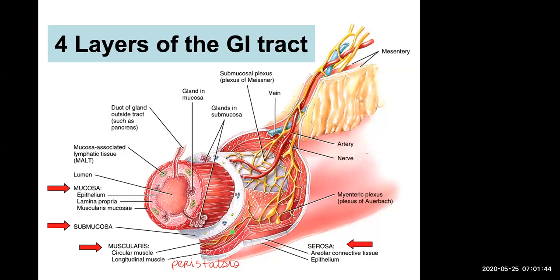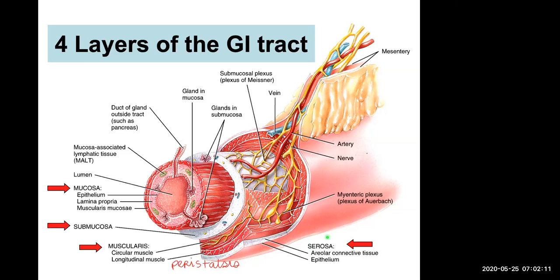And so throughout our GI tract, we have these 2 layers. There is one exception, and that is within the stomach. The stomach, because it is a J-shaped, very enlarged structure, actually needs a 3rd layer to be effective in propelling and mixing. And so that 3rd layer is called the oblique layer. So we'll mention that when we get to the stomach.